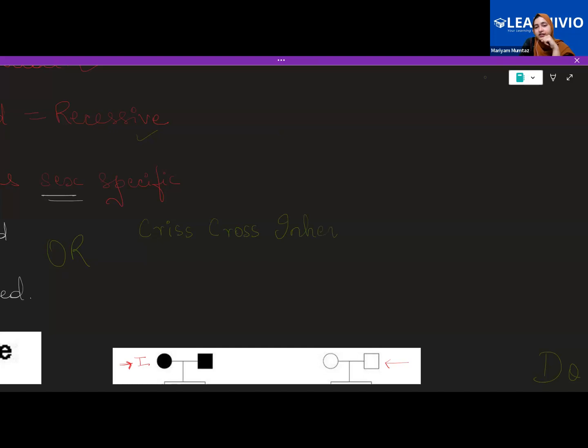crisscross inheritance, if you're seeing. What is crisscross? For example, if in one generation the father was affected, then in the next generation the disease went from the father to the daughter, and then in the next generation from this daughter the disease went to her son. So if you see it going from father to daughter to son like that, that is called crisscross inheritance. And if this is there, then the disease is X-linked. And if this is not there, then the disease is autosomal. Clear?